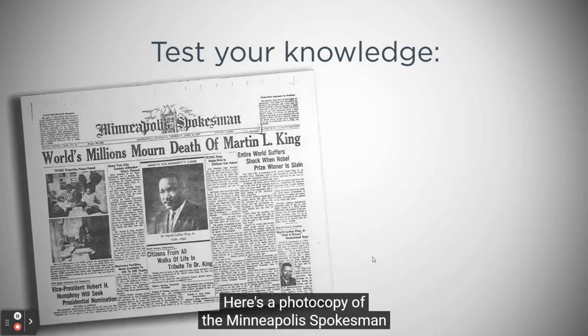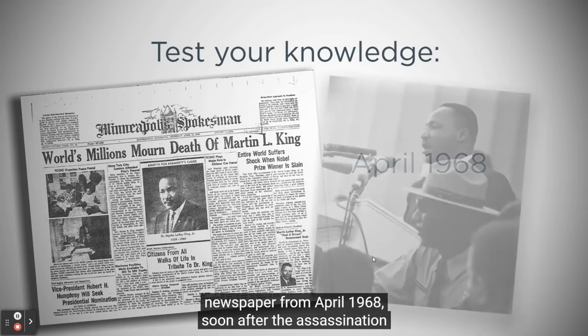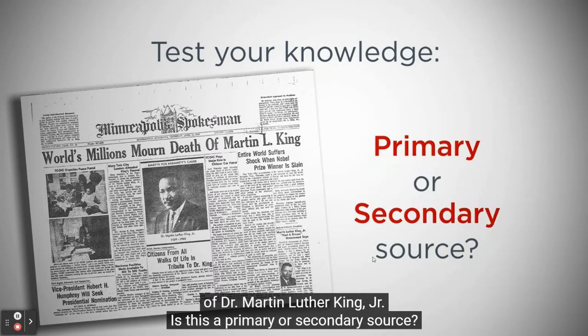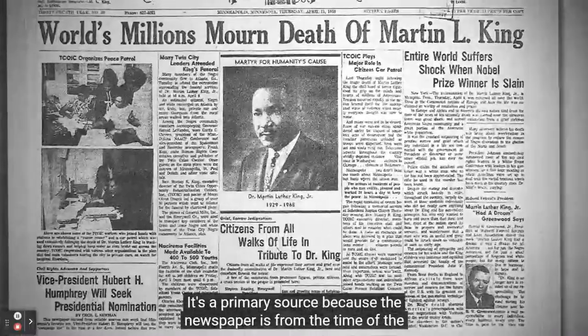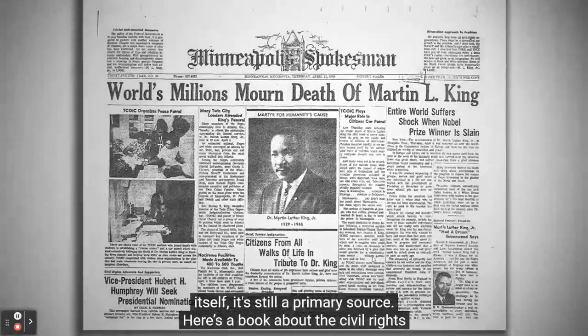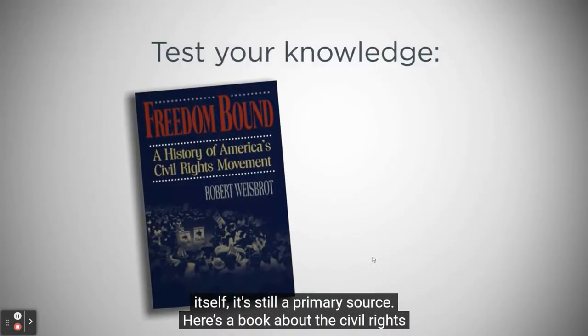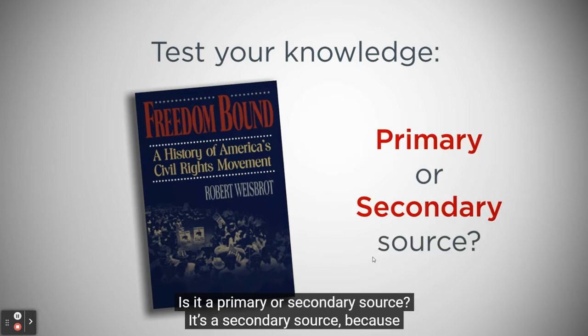Here's a photocopy of the Minneapolis Spokesman newspaper from April 1968, soon after the assassination of Dr. Martin Luther King Jr. Is this a primary or secondary source? It's a primary source because the newspaper is from the time of the assassination. Even though it's a photocopy and not the original paper itself, it's still a primary source. Here's a book about the civil rights movement, written by a history professor and published in 1990. Is it a primary or secondary source?